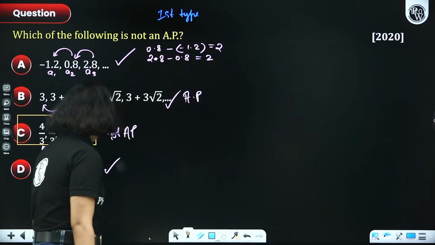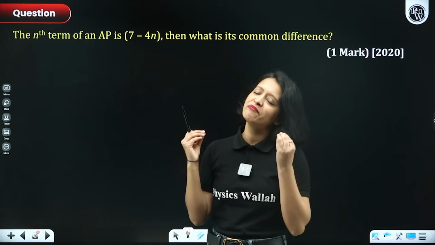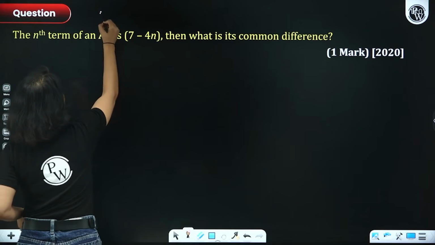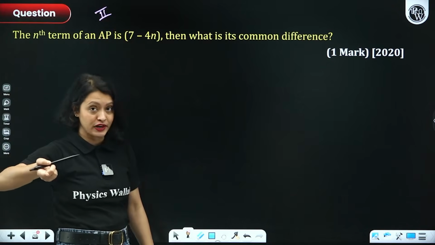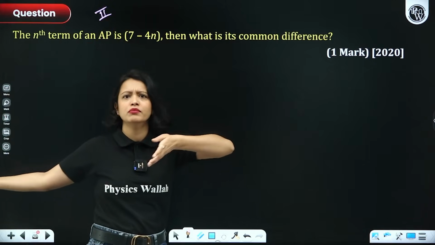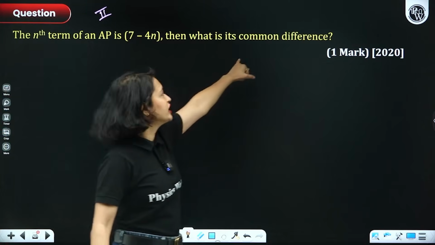This was easy, right? Now let's move on to the second type of question that can be asked from the very basic definition of arithmetic progression. Okay? What is the second type, guys? The second type is the nth term would be given as a linear expression, and you would be asked either any term, for example A10 or A12, or you could be asked common difference also. So here they have asked common difference.